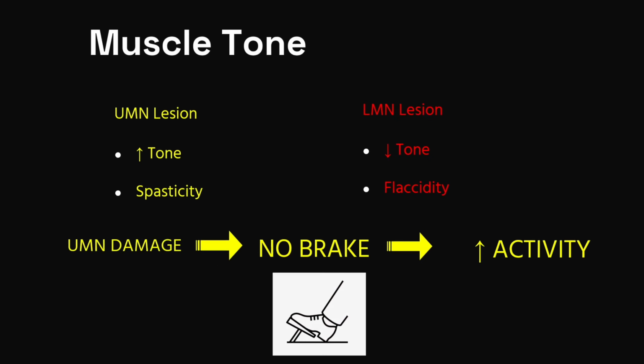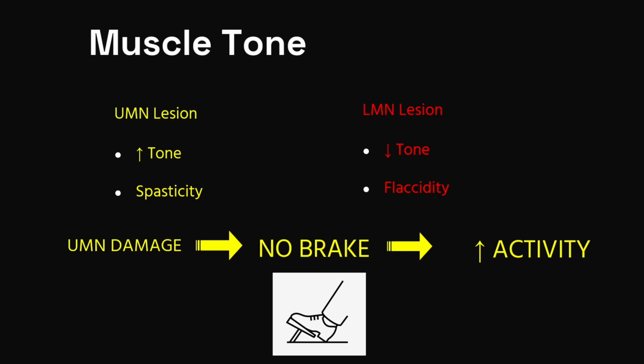Now let's move to the most important clinical differences. The first one is muscle tone. So what exactly is muscle tone? Muscle tone refers to the resistance offered by a muscle when it is passively stretched. Even when you are resting, your muscles are never completely relaxed. There is always a small amount of tension present. That is called muscle tone. Now here's the interesting part.